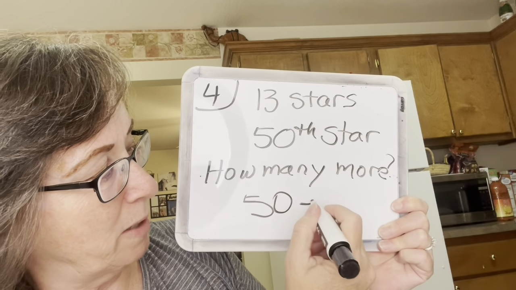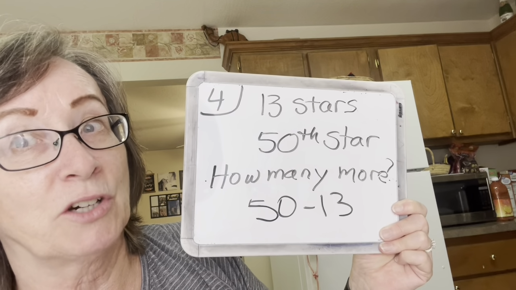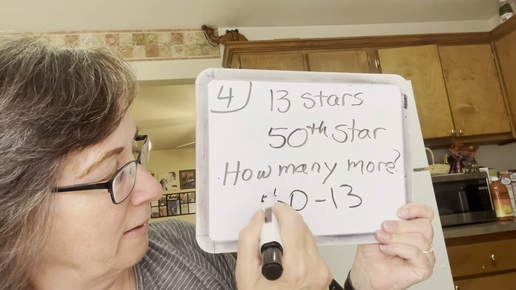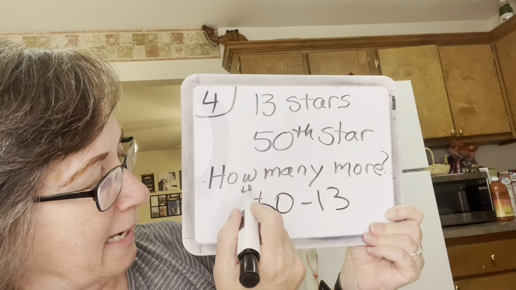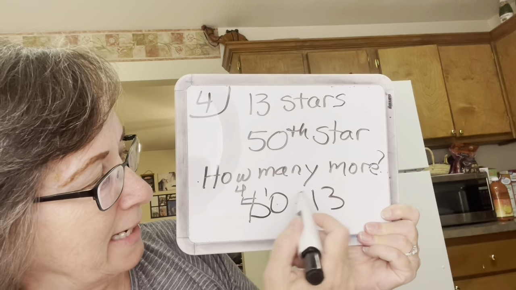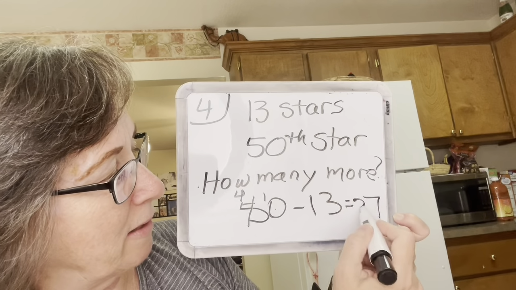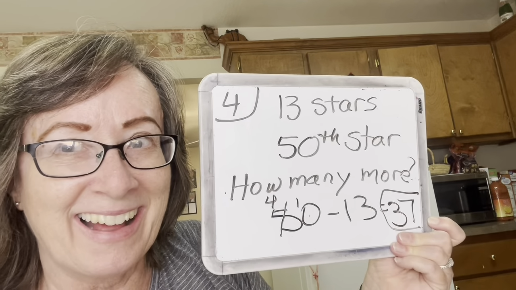And 50 minus 13. Well, I don't have room to do this vertically, so let's just do it horizontally. I know that I'm going to need 0 take away 3 doesn't work, so I'm going to take 1 away here and make it there. 10 take away 3 is 7. 4 take away 1 is 3. We have 37 more stars on the flag.